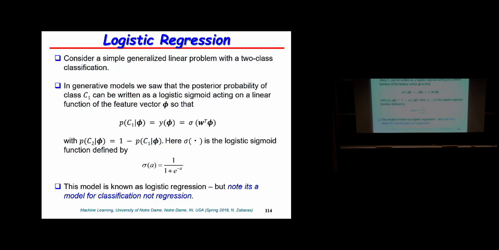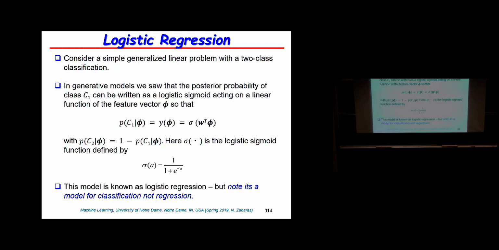Okay, so what we do is we postulate that the posterior of C1 given phi is given by some nonlinear function of a linear transform of phi, okay? And in this case, because we're talking about logistic regression, that activation function is a sigmoid. And I remind you what the definition of the sigmoid is.